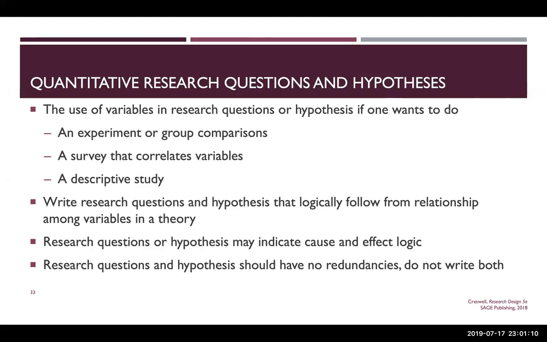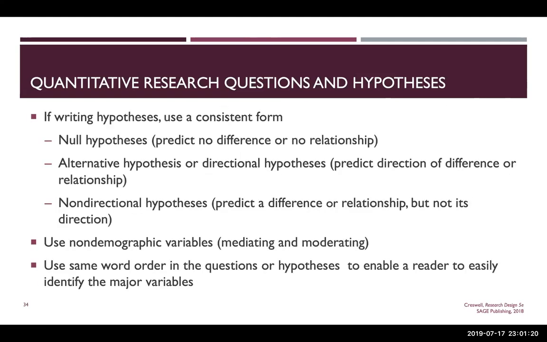In the book, it says not to write both research questions and hypotheses, but depending on the type of report you're doing, you might need to write both. So again, as I mentioned, the null hypothesis predicts no difference or no relationship, whereas the alternative hypothesis or research hypothesis predicts the direction of difference or relationship. You also can have non-directional hypotheses, which predicts there is a difference or a relationship, but not the direction. And just making sure you include all of your variables.